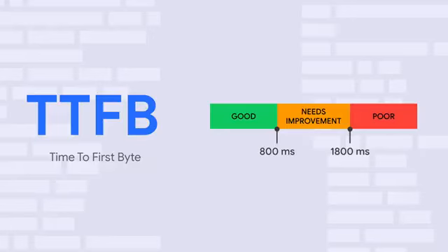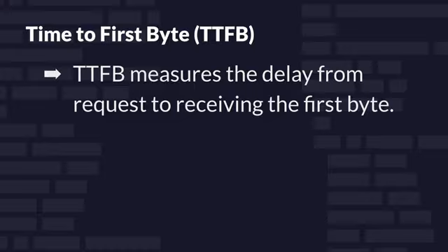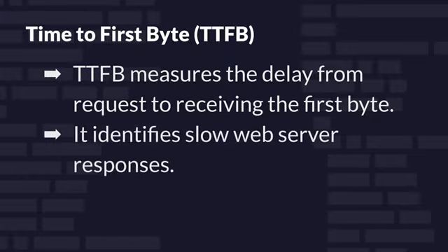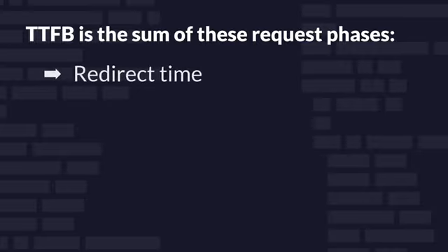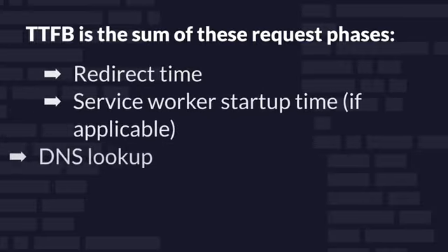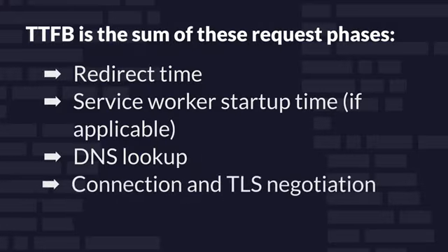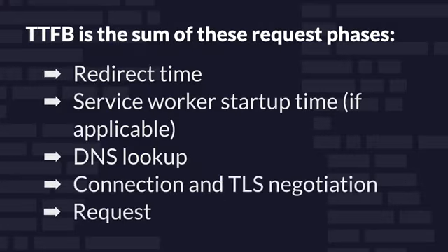Now let's talk about time to first byte, or TTFB. This is a foundational metric for measuring the time between the request for a resource and when the first byte of a response begins to arrive. It helps identify when a web server is too slow to respond to requests. TTFB is the sum of the following request phases: redirect time, server worker startup time, DNS lookup, connection and TLS negotiation, and request, up to the point at which the first byte of the response has arrived.